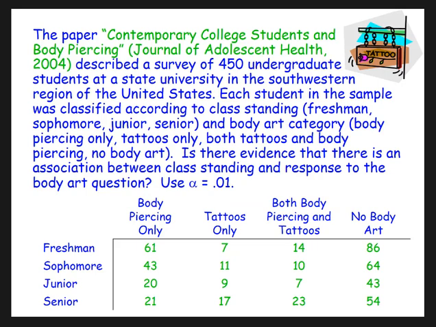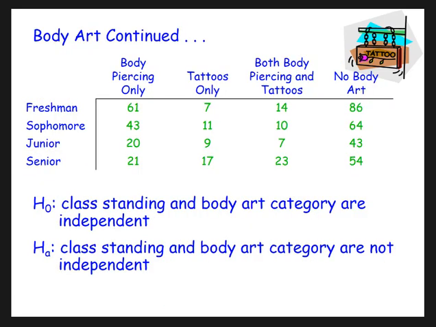So what we're looking at here is body piercings and tattoos based on what year they are in college. We want to see if there is a difference in those proportions. It would make sense that people later on in college would have more piercings and tattoos just because they've had more years to accumulate them. But let's take a look and see if we can find that difference.